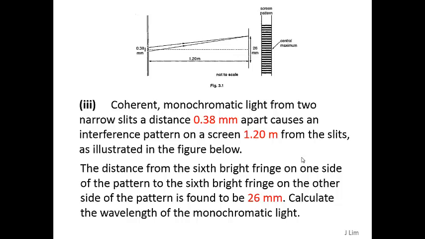Coherent monochromatic light from two narrow slits a distance 0.38 mm apart causes an interference pattern on the screen 1.2 meters from the slits, as illustrated in the figure. The distance from the 6th bright fringe on one side of the pattern to the 6th bright fringe on the other side of the pattern is found to be 26 mm. Calculate the wavelength of the monochromatic light.